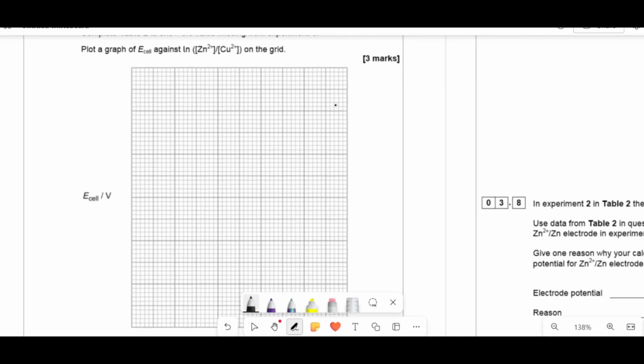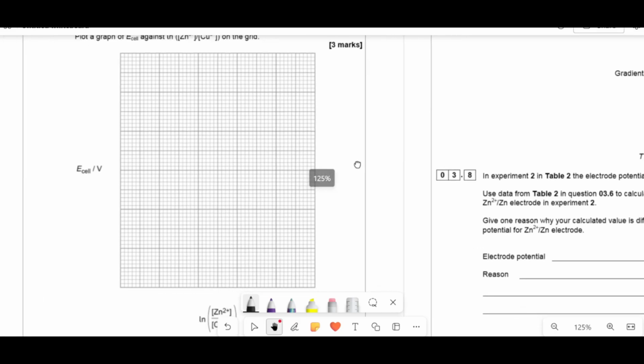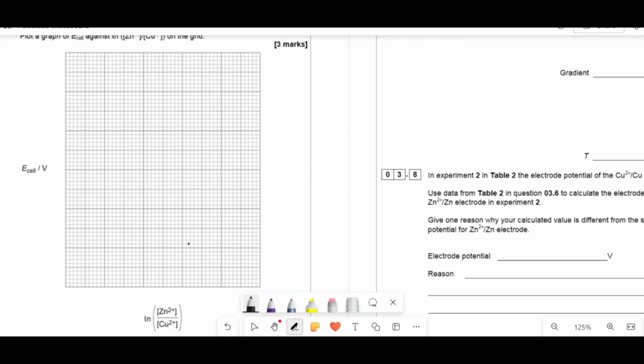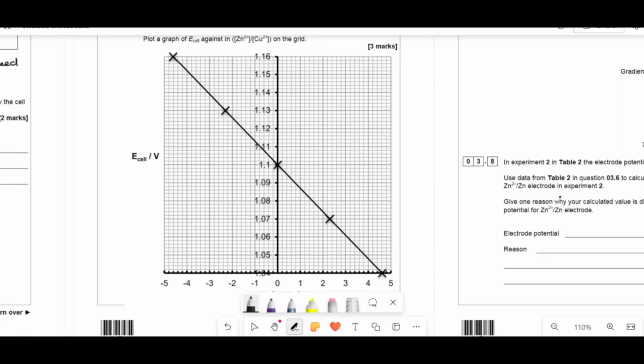There you go. Now it says plot a graph of this against this, so E cell against this ln value here. You should use at least half of the grid, and I'm just going to copy and paste this, one sec. Wow, did you look at that? I did it perfectly. Whoa. And yeah, it should be at least half the grid. You should draw a line of best fit, but it should be a straight line, because they all look like they should be a straight line, if that makes sense.